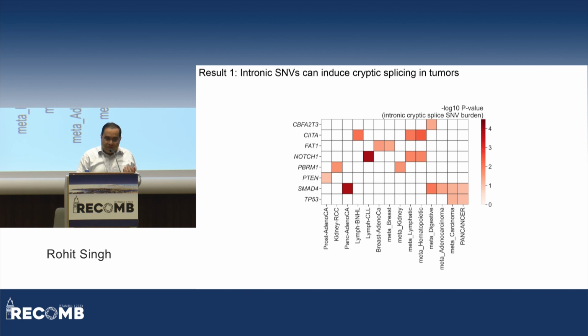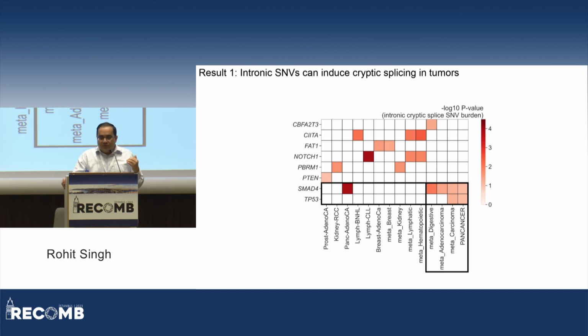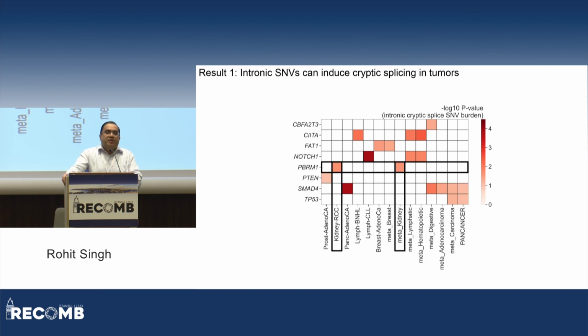So for example, for SMAD4 and TP53, which are drivers across numerous types of cancers, they found cryptic splice SNVs across a pan-cancer cohort. So that is sort of in the bottom right. But then for something like PBRM1, which is a kidney-specific tumor suppressor gene, they observed the cryptic splice SNVs only in kidney cancers, which kind of makes sense.